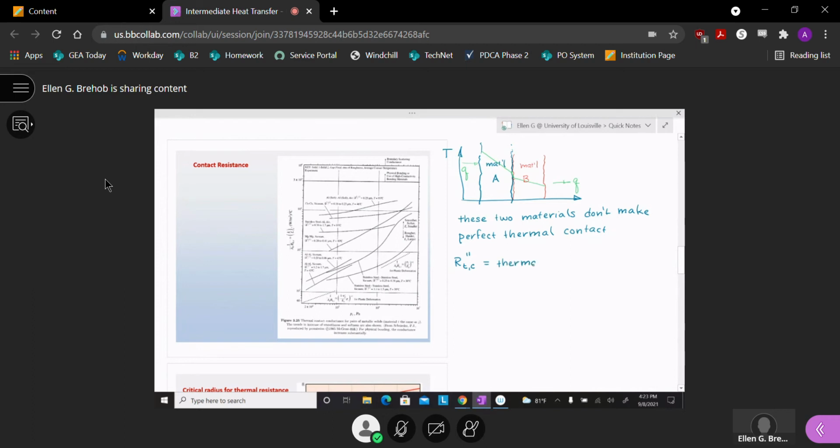Okay, the notation our book uses is R, and there's a little T. I've been using TH, I guess, to be thermal, but they will just use a T. Hopefully that will not throw you off. Thermal, C is for contact resistance. The double prime has a meaning. I always think it's a little bit backwards when I think about it. So thermal contact resistance has units of meter squared Kelvin per watt.